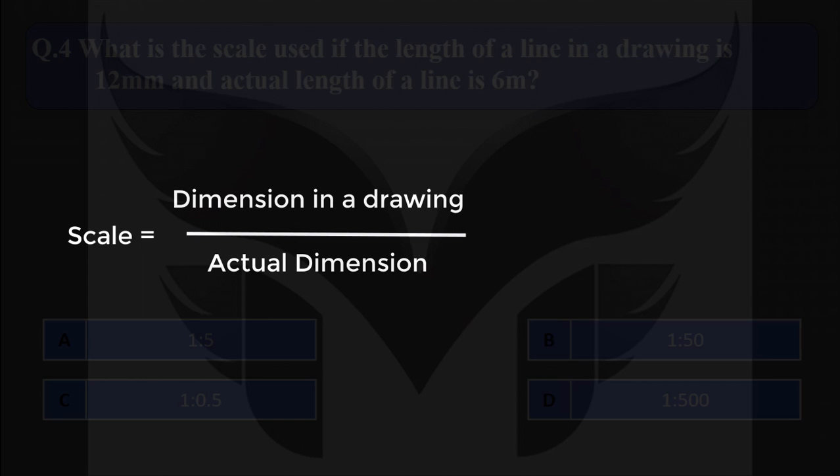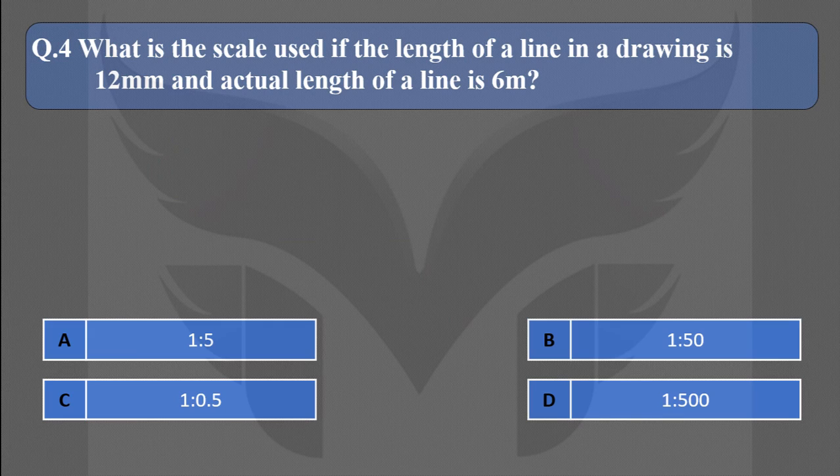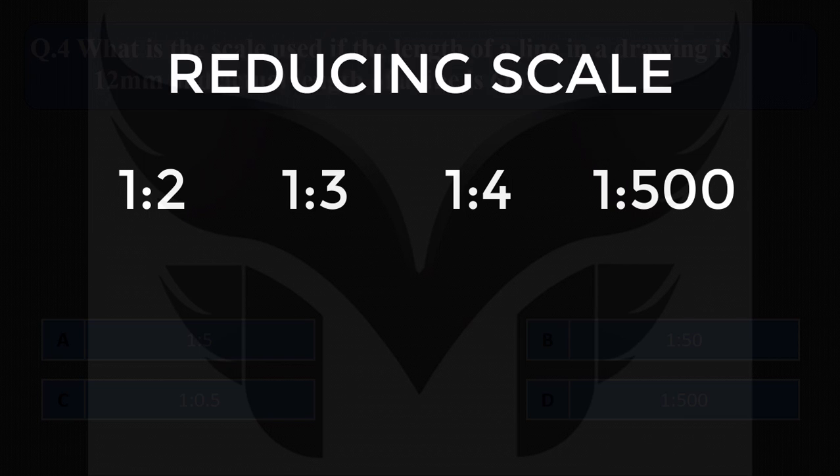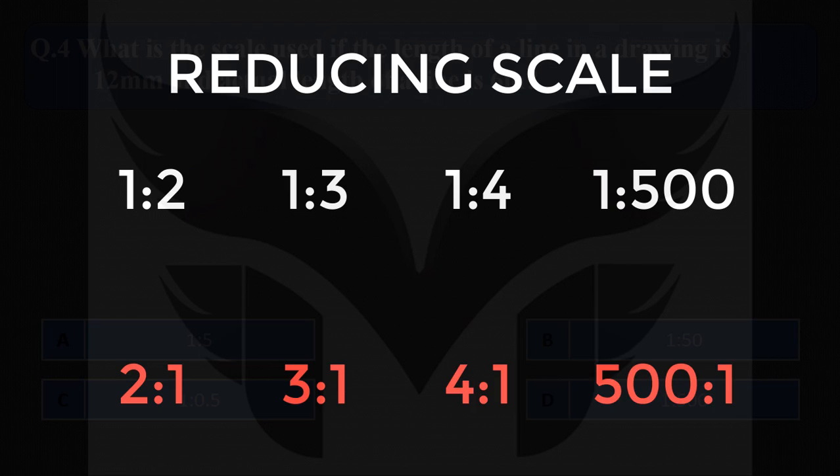In the question, the actual dimension of the line is 6 meter and the length of the line in the drawing is 12 mm. In order to calculate scale, we first need to bring numerator and denominator values to the same units. Let's convert 6 meter into mm, which is 6000 mm. So 12 divided by 6000 is 1/500. And hence the scale used in the drawing is 1:500, which is in option D. Dear friends, here you have to remember one thing: 1:2, 1:3, 1:4, 1:500, etc. depict a reducing scale. On the other hand, 2:1, 3:1, 4:1 depict an enlarging scale.